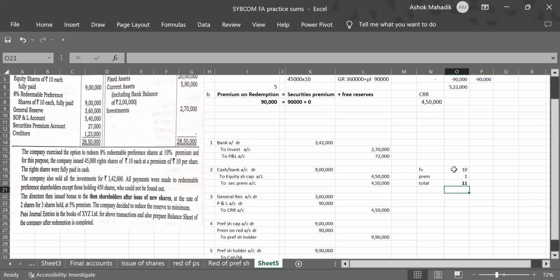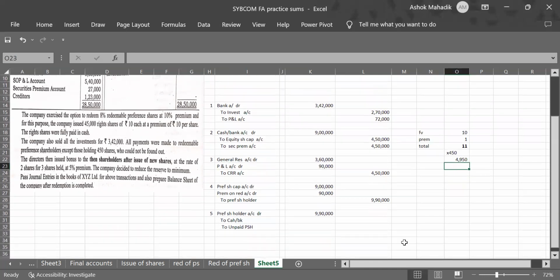And how many shareholders were not paid? Into 450. Okay, so what is the total amount unpaid? It will be 11 into 450, which is 4950. So this is the amount which we did not pay. So unpaid preference shareholders is 4950. Okay, it means the balance amount is paid, right? So 9,90,000 minus 4950. Clear? So this much amount we have paid: 9,85,050. Clear? This is the simplest way to calculate unpaid preference shareholders.